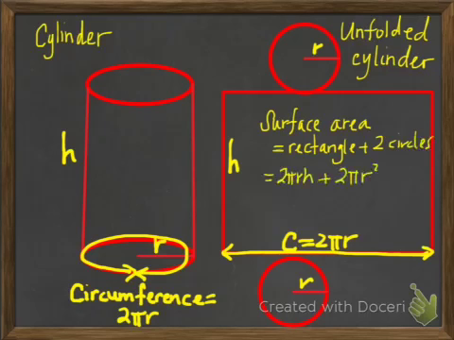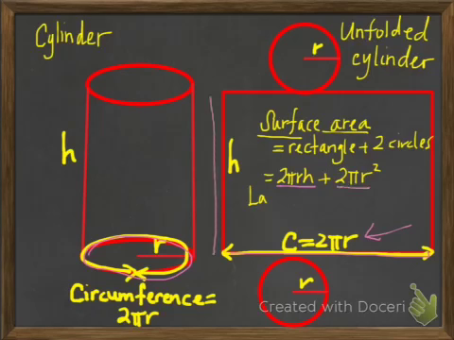The area of the rectangle is 2 pi r h. Why is it 2 pi r h? Because right here, let me change colors of my pen. Right here, this number represents the circumference of this circle from here to here. So the circumference is 2 pi r, and then we're taking that times the height. That finds the area of the rectangle.